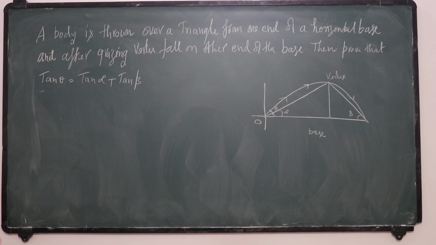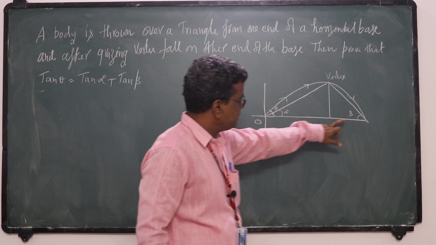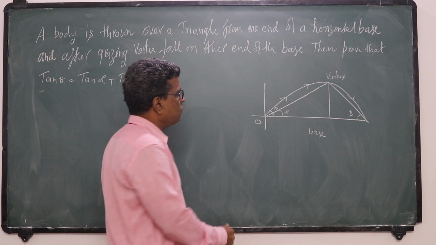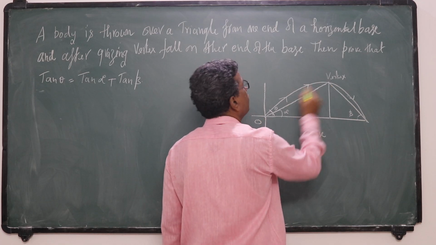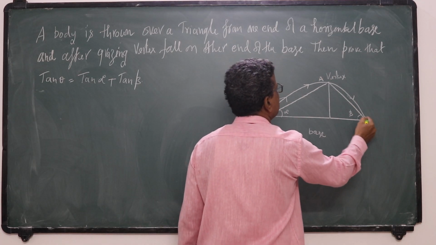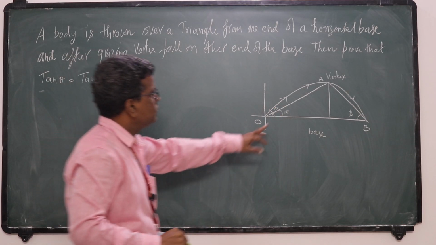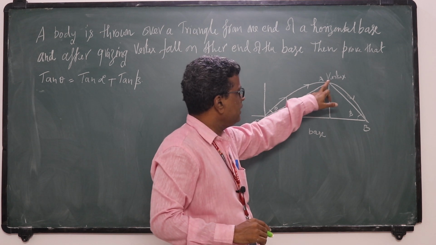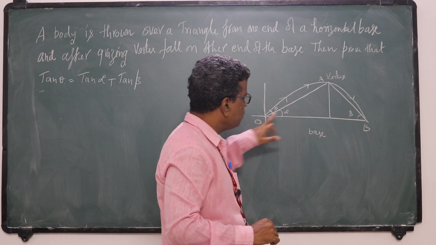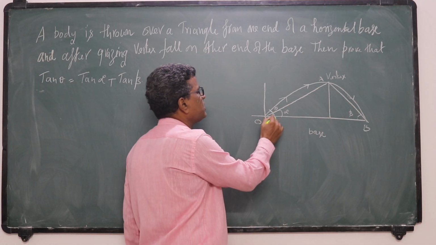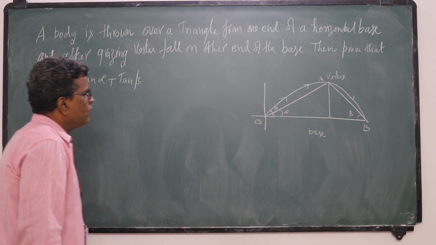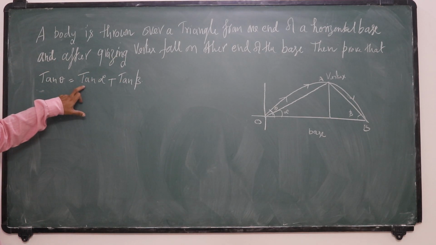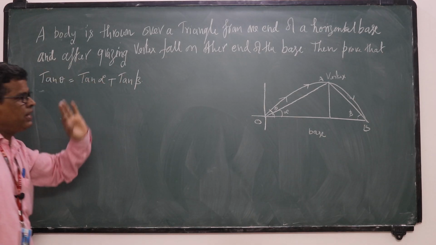So this angle is alpha given, this angle is beta, and theta is the angle of projection. First you give the names. OAB is the name of the triangle. So angle AOB is alpha, angle ABO is beta, and the angle of projection is theta. Now we have to prove this one: tan theta is equal to tan alpha plus tan beta.